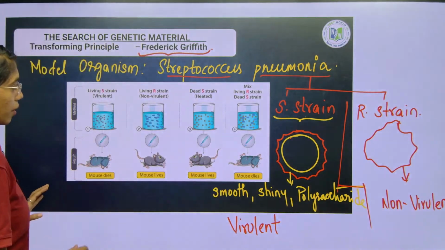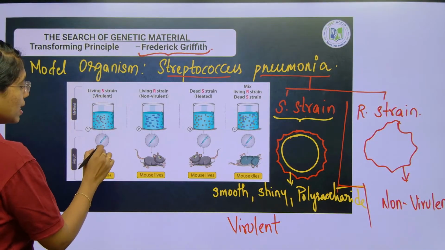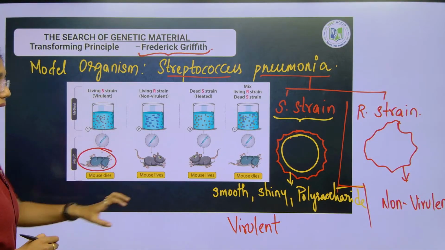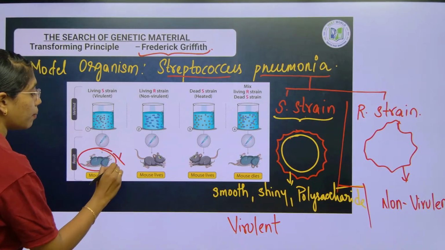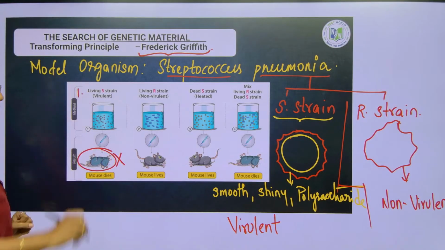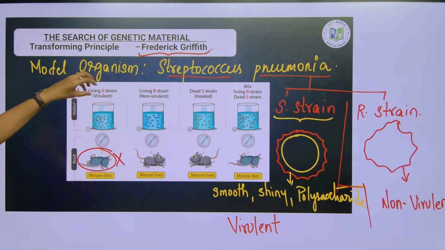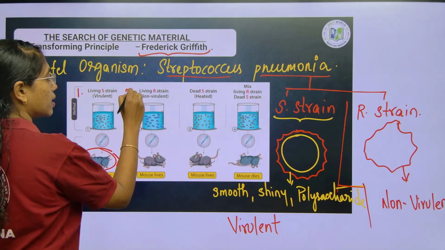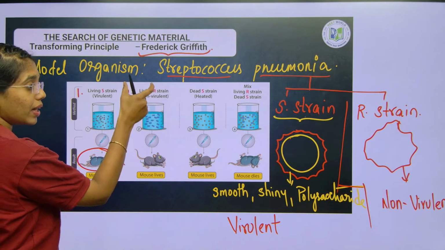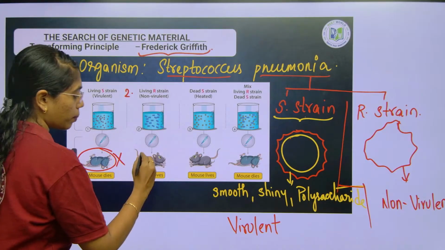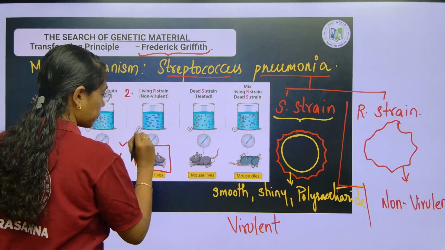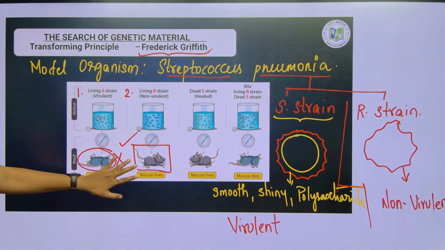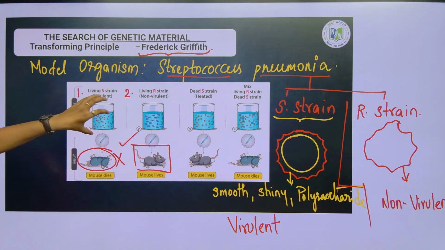Now, if you observe, when living S strain is injected into mice, as it is virulent, it will kill the mice. This is the first experiment he has done. The living S strain, which is the virulent strain, when injected into mice, the mice dies. When living R strain, second experiment, is injected into the mice, the mice is alive. Got it? Mice is alive. With that, we can say that S strain is virulent and R is non-virulent.